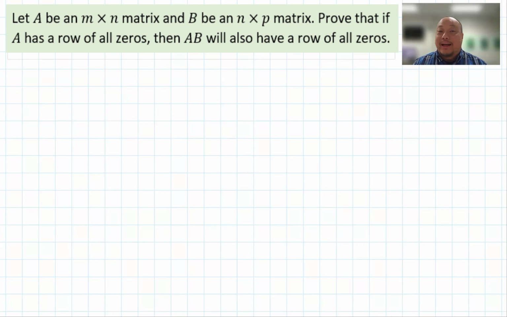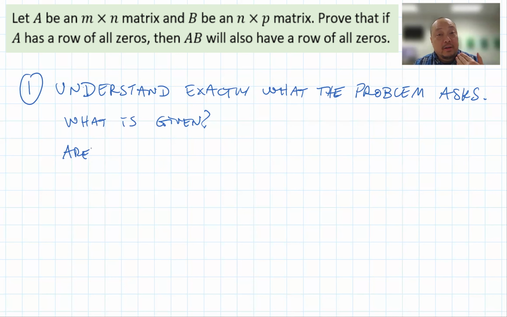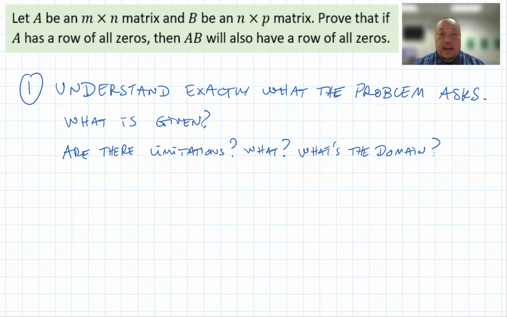The first thing you should always do in any math problem is to understand exactly what it's asking. So number one, understand exactly what it's asking. Things that you should determine: what is given or the limitations, and what are they? As part of that, are there restrictions on the domain? What is the set that we're dealing with? And obviously, the third thing you should always make sure you understand accurately is what is the conclusion that you need to prove.